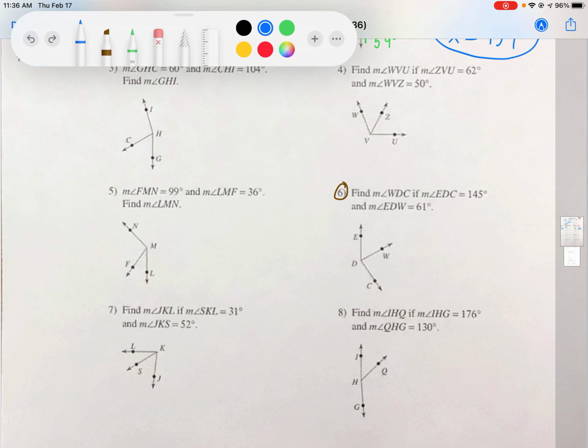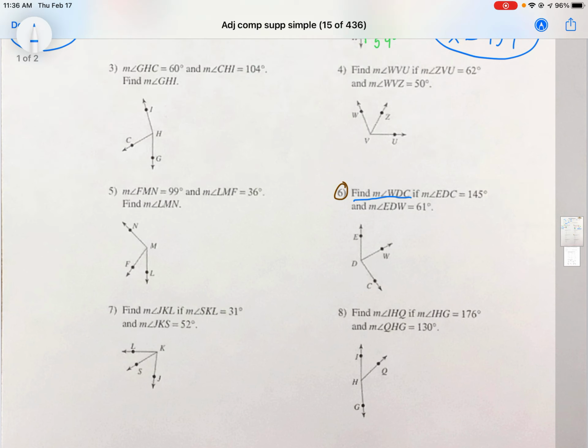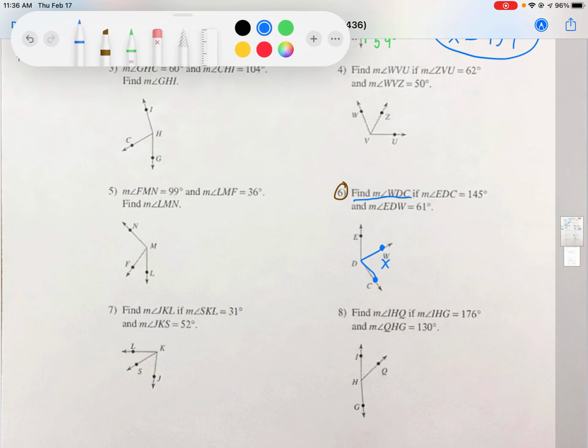All right, number 6. Find the measure of angle WDC. Start at W, move to D, and then jump over to C. So this now is the angle I need to find. This is going to be my x, and that is going to change this equation up just a little bit. I believe there's one more problem like this, and the rest work like number 1 and number 2.